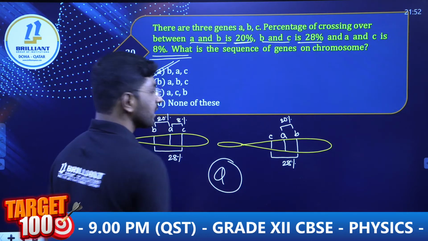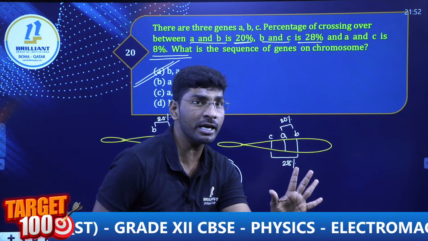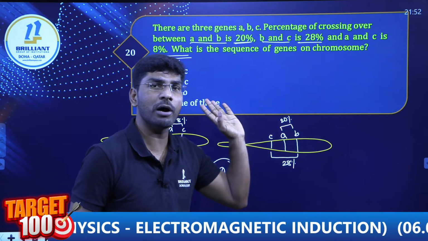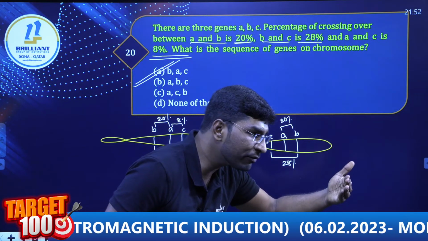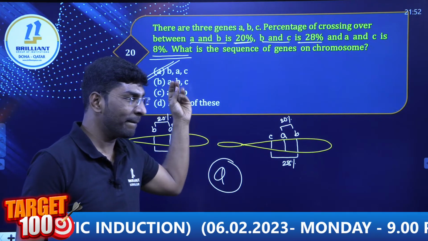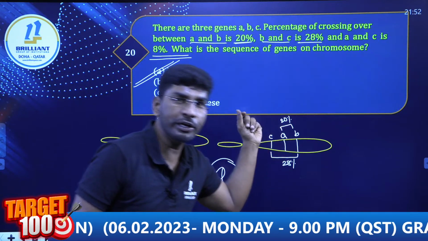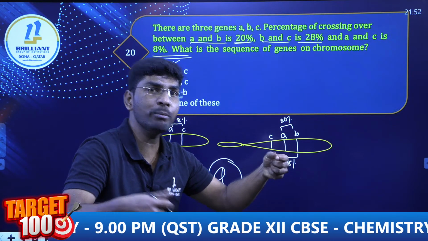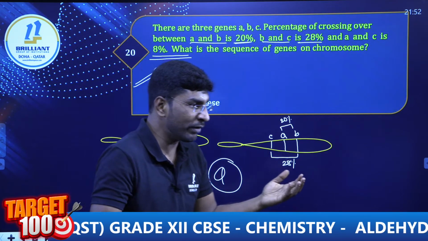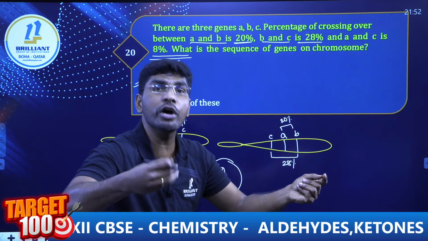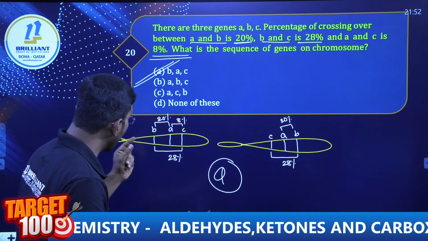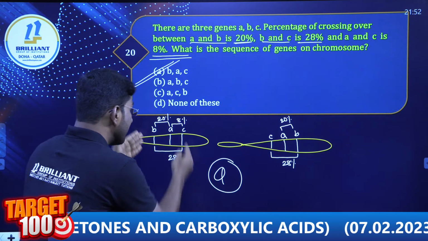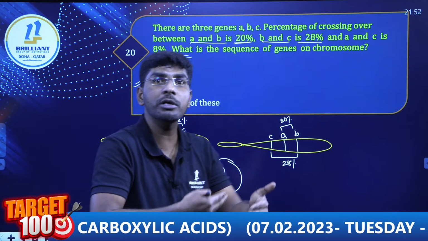A, B, A, C. Can you please tell me which out of these 3 genes more recombination can form between? Anybody? Any one of you? Wherever the distance is more, there is more recombination. Yes or no? Very good. Recombination between BC is more, since the distance between BC is more, so recombination is also more.